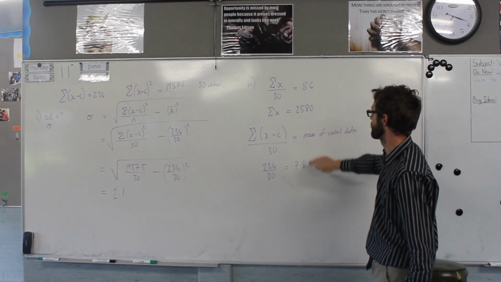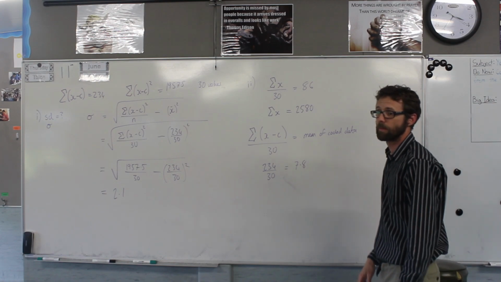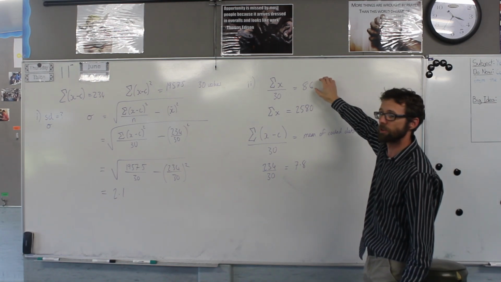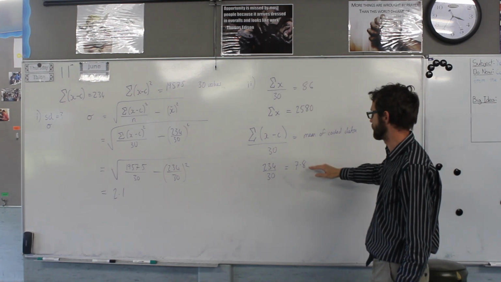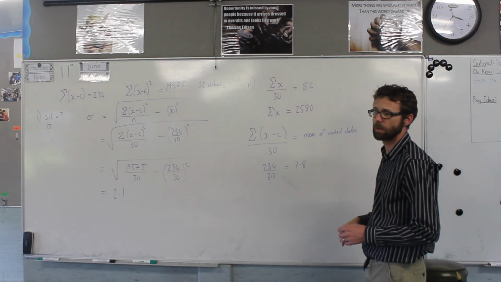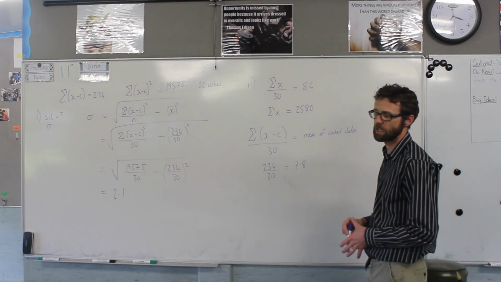So compare how these have shifted. This is the original values, and I've shifted them like this. What must c be?